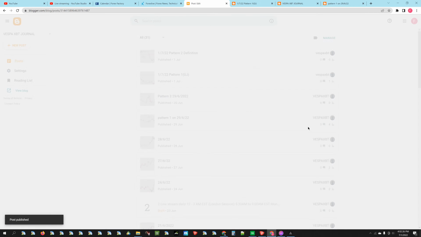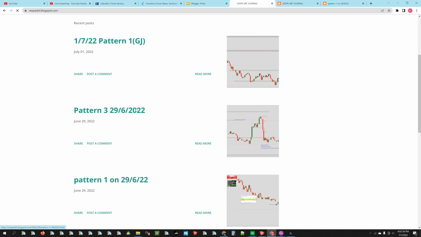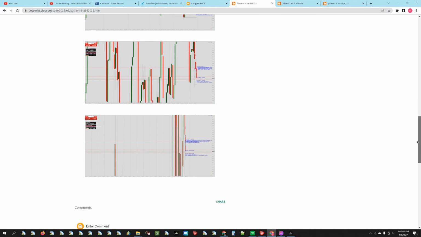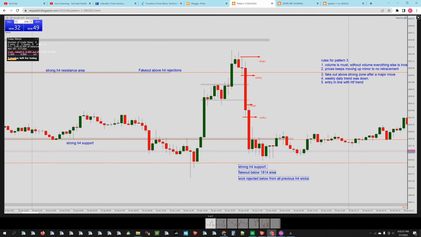However, I need to look at pattern 3 because there is high probability for pattern 3 to appear today. So let me look at pattern 3. First of all, we will look at conditions of pattern 3. Volume is must. Without volume everything else is invalid. Prices keeps moving up, minor to no retracement. Fake out above strong zone after a major rejection.